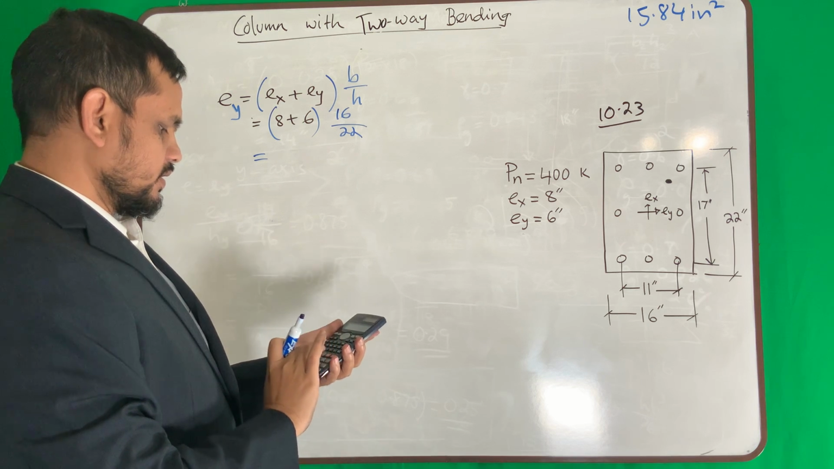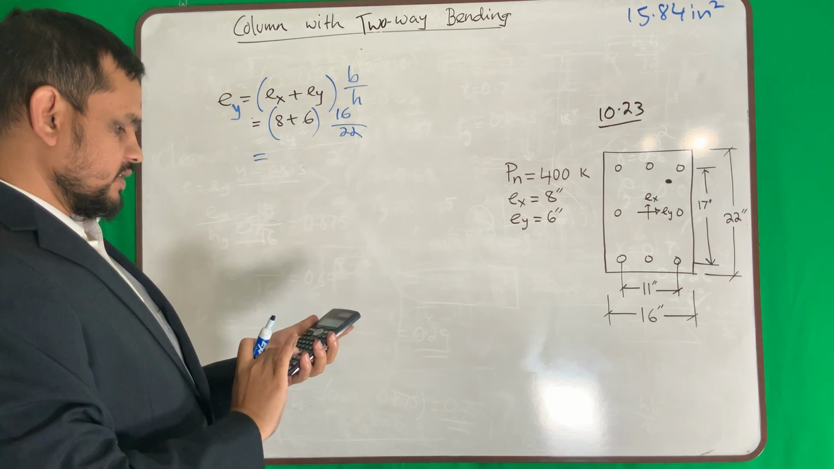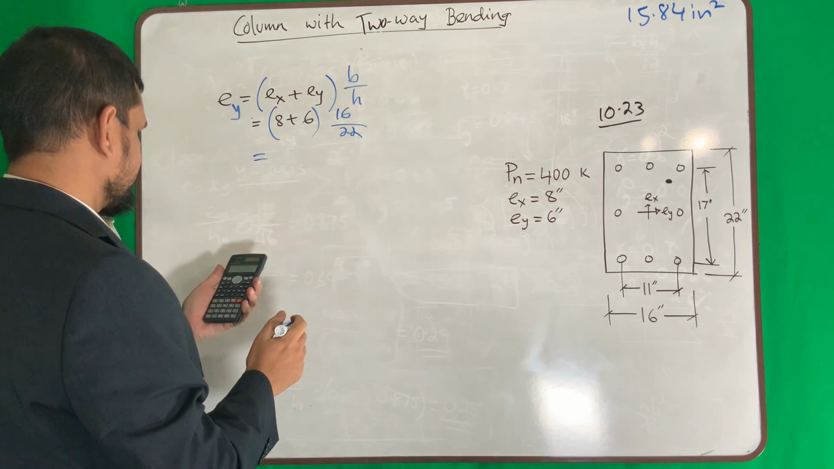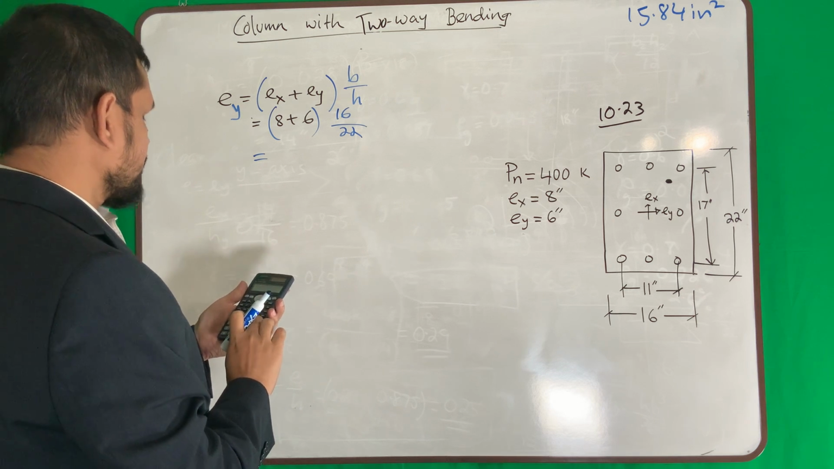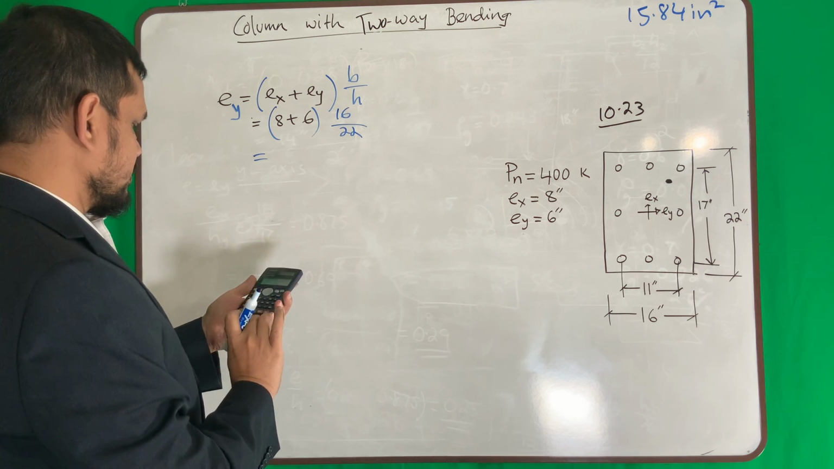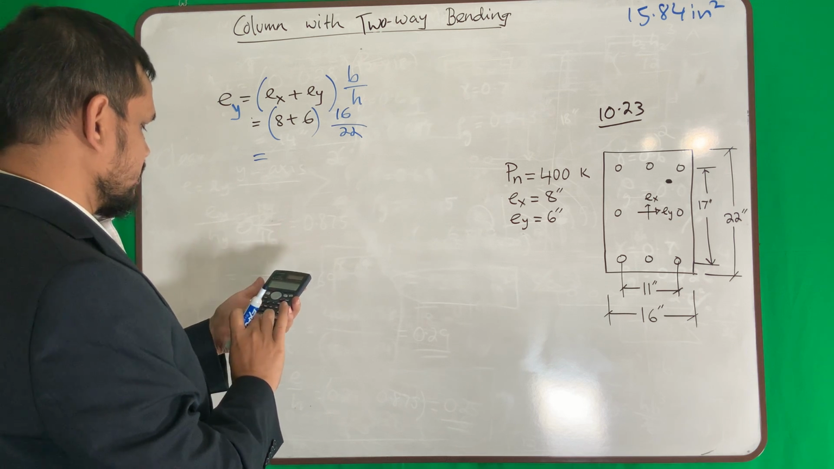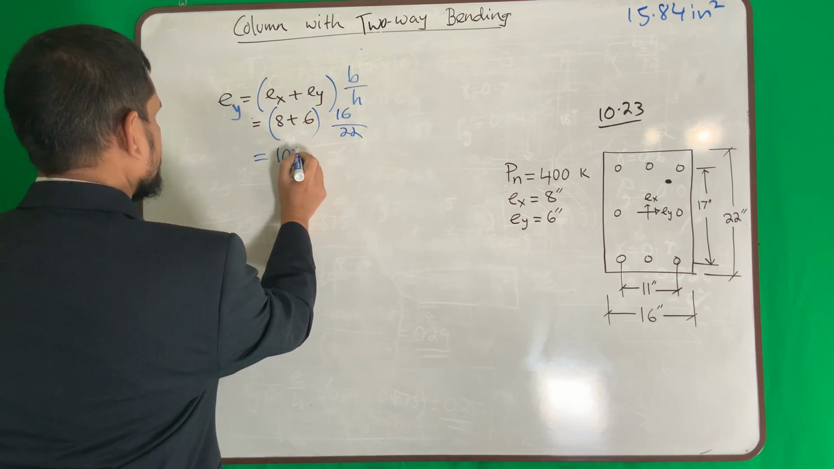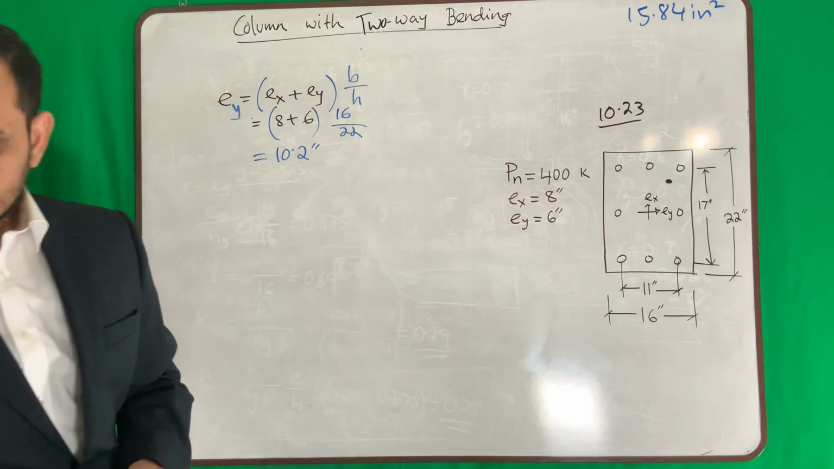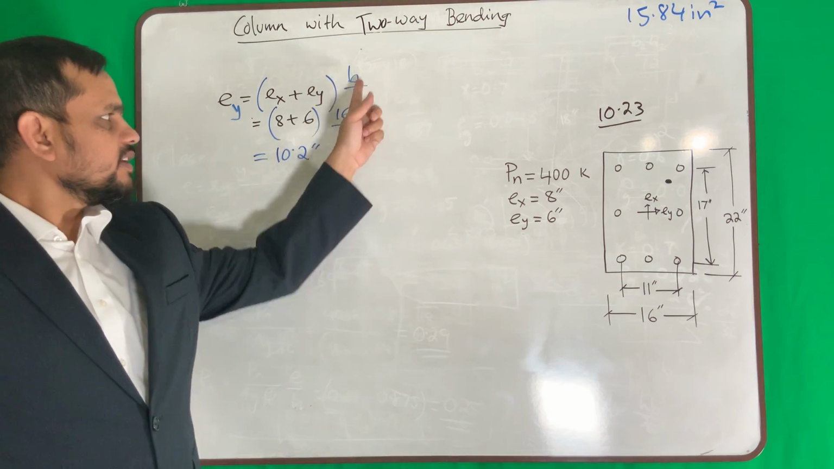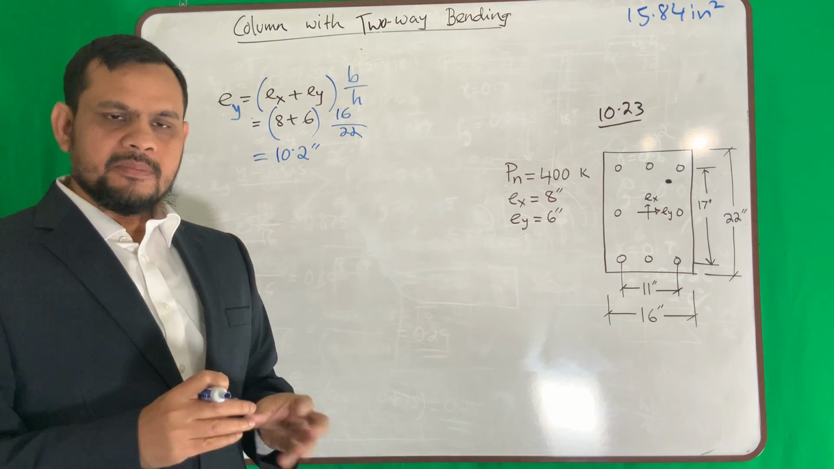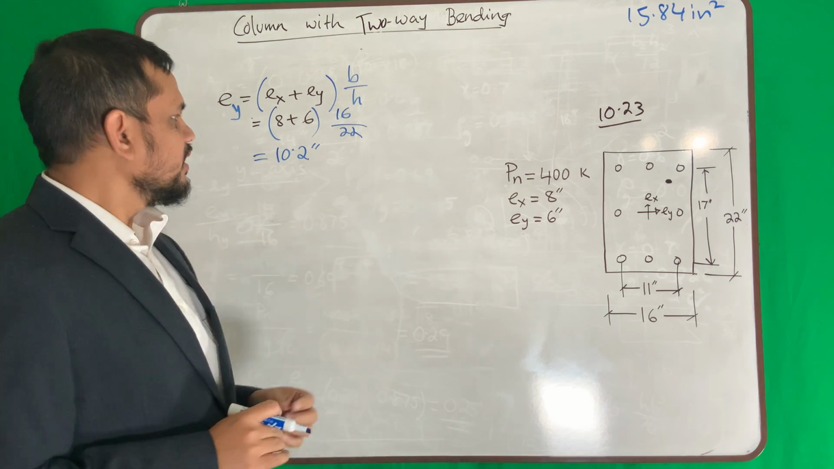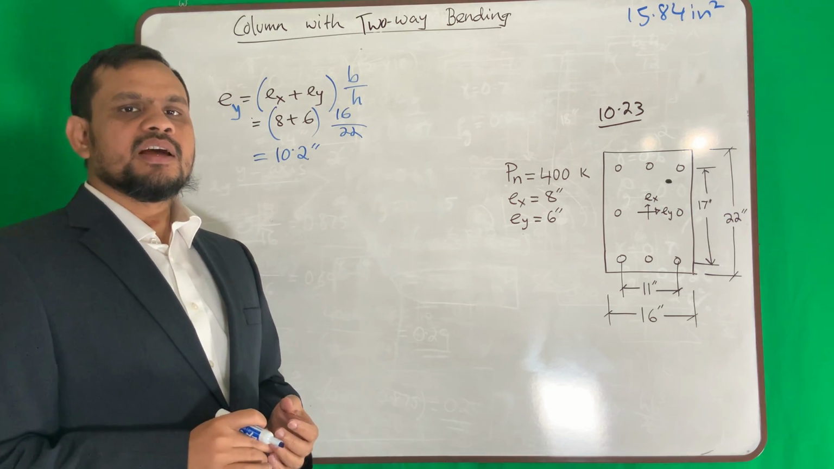Six plus, sorry, 8 plus 6 times 16 divided by 22. So 6 plus 8 times 16 divided by 22. This time I got 10.2 inch. So what we are doing here, this time we are multiplying by this. Now where I got it, it is just an empirical way. There is no scientific way. Just to decrease the value based on the dimension.